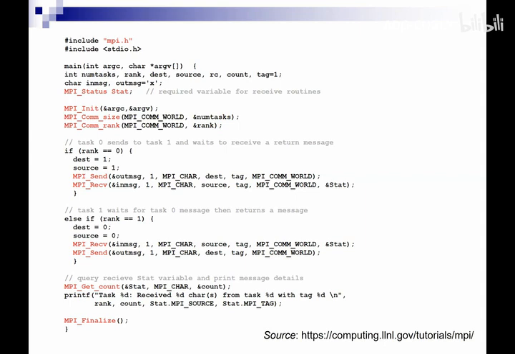The processes are going to have ranks 0 and 1. All we want to do is have task 0 send a message to task 1, and then it's going to receive a return message. So 0 is going to send first and then receive later, and then process 1 is going to receive first and then send after that.